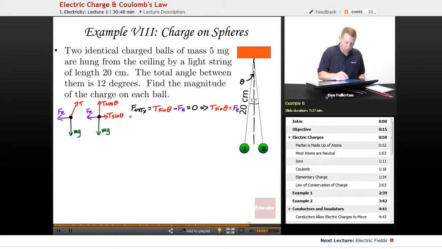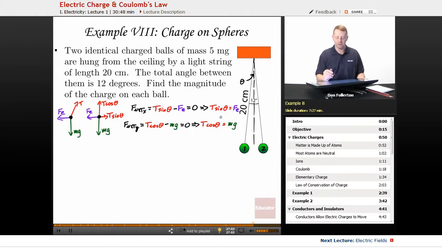Let's try the same thing with the y direction. Net force in the y direction equals, and now I look at my pseudo free body diagram again, I have T cosine theta in the positive y direction minus mg. And again, it's not accelerating in the y direction, so that must equal 0. Therefore, I can state that T cosine theta must be equal to mg. I've got my two equations.